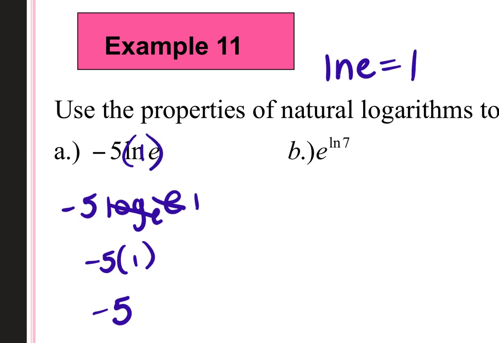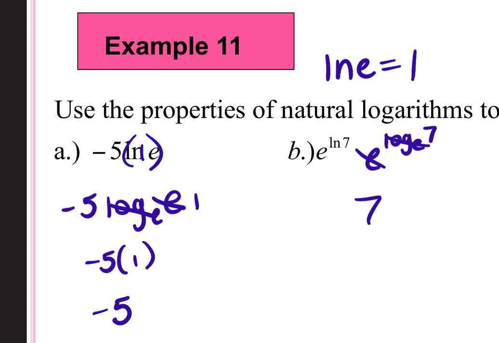B is the reverse. This says E to the ln of 7. So E to the log base E of 7 is the same thing, right? E cancels with the base on the log, and this is just 7. Questions on those?